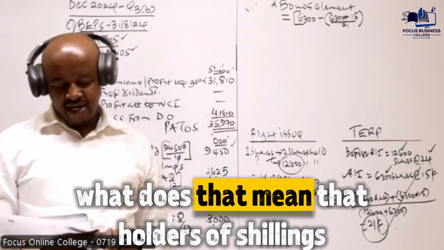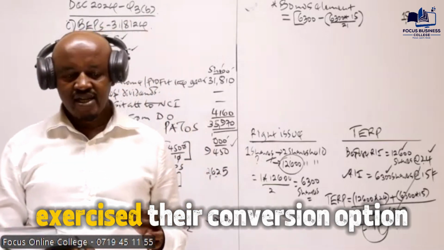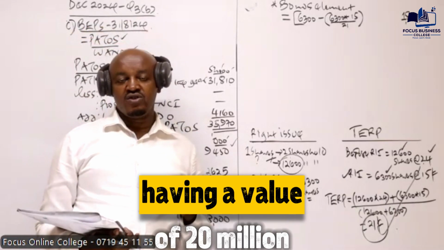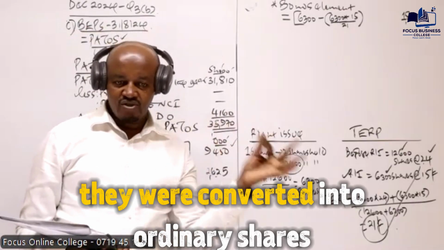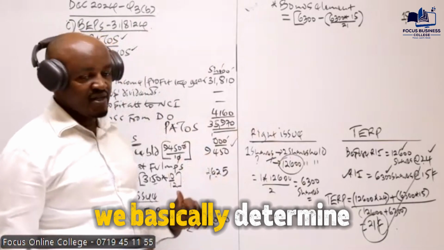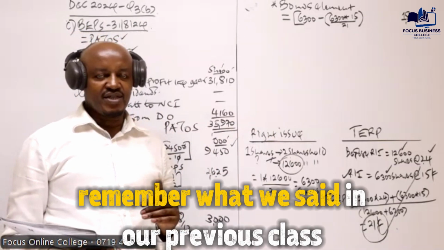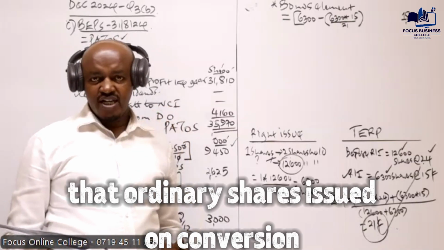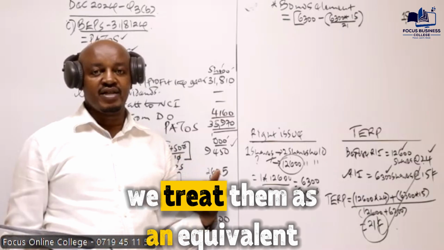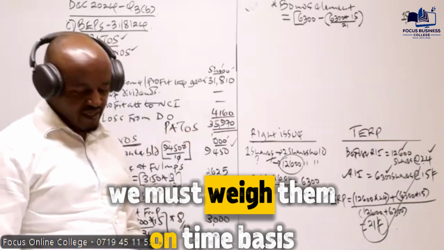What does that mean? That holders of shillings 20 million convertible raw notes exercise their conversion option. It basically means that convertible notes having a value of 20 million were converted into ordinary shares. Now, what we need to do here is determine how many ordinary shares were issued on conversion. Remember what we said in our previous class, that ordinary shares issued on conversion of convertible securities, we treat them as an equivalent of the shares issued at full market price. We must weigh them on time basis.